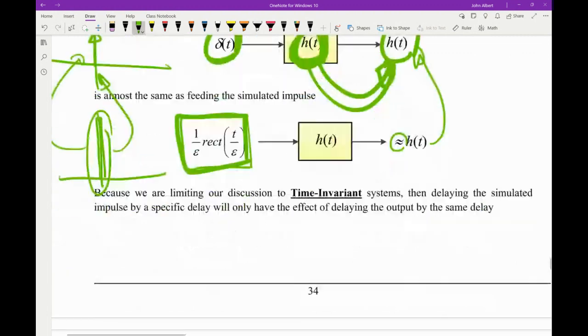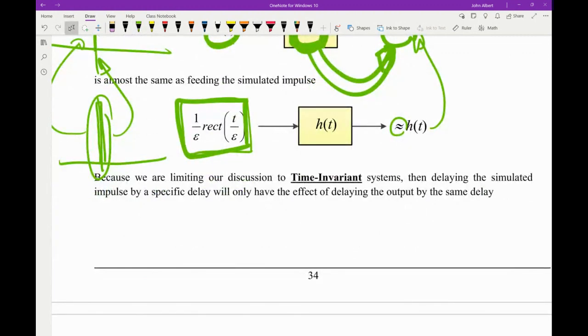Okay. Now, because we are limiting our discussion to time invariant systems, I'll be able to do the next step that I'm going to show you. If the system we're working on were not time invariant, I wouldn't be able to do the step that I'm doing right now.